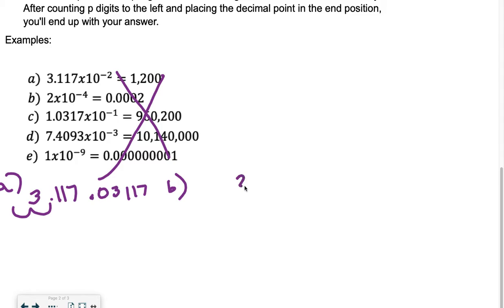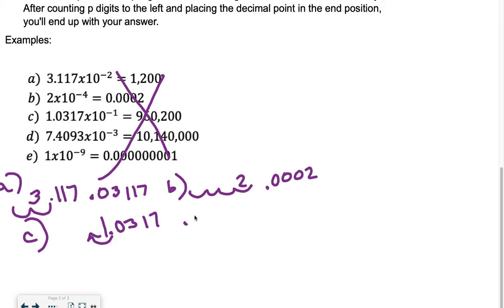For B, I would give myself a little space. So 2 is going to be 1, 2, 3, 4. So it's point, and then 3 empty spots, 0, 0, 0, 2. For C, you're going to have 1.0317. Because the exponent is a -1, we're just going to swing 1 to the left: 0.10317. For D, you have 7.4093. So we're going to swing 3 to the left. 1, 2, 3.